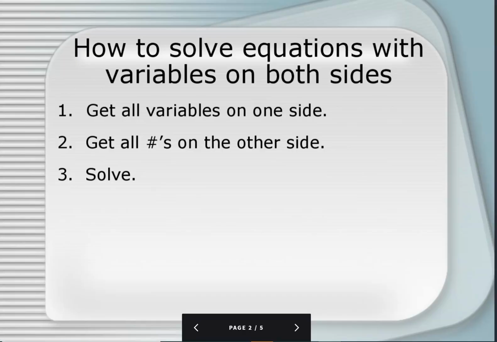All right, so how to solve equations with variables on both sides. Right now, it probably doesn't make sense, but as soon as we start practicing and doing the practice problems, then hopefully you'll get more familiar with it. The first thing is to get all variables on one side and then to get all the numbers on the other side, and then you solve. Sounds simple, it is simple, and I will hopefully show you the simplest way that I know.